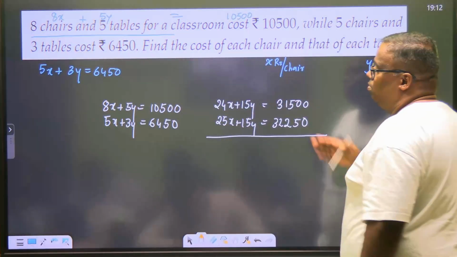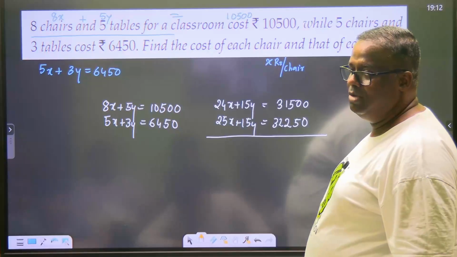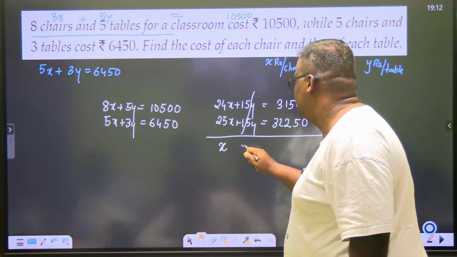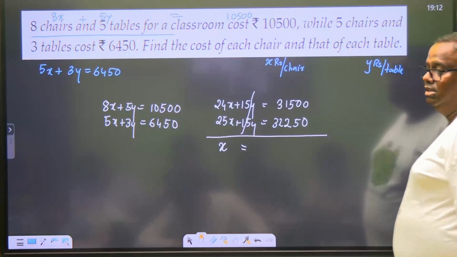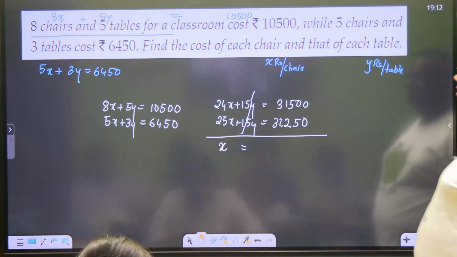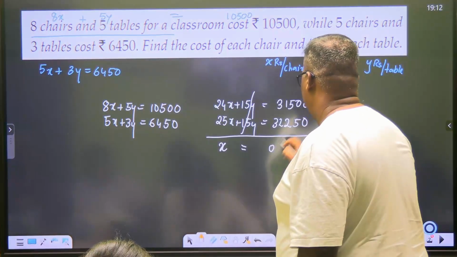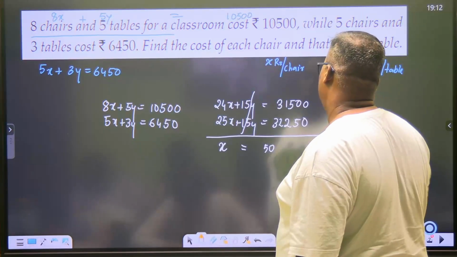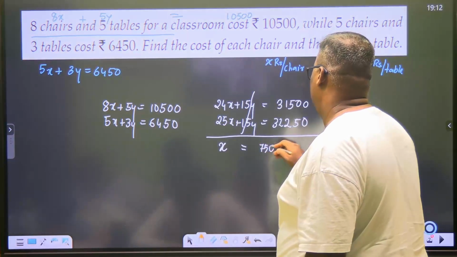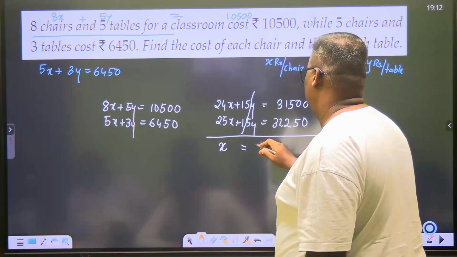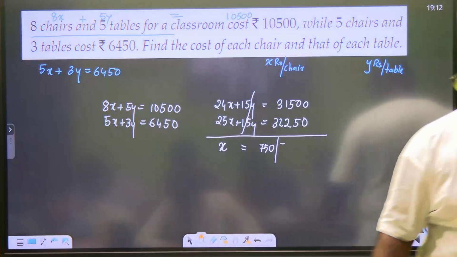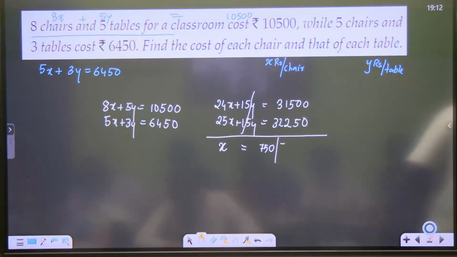You can actually do this one minus this one also. The numbers become easy. This goes away. 25 minus 24 is only an x. It gets solved in one go. 750 is the price of a chair. You can take the x or y, anything.